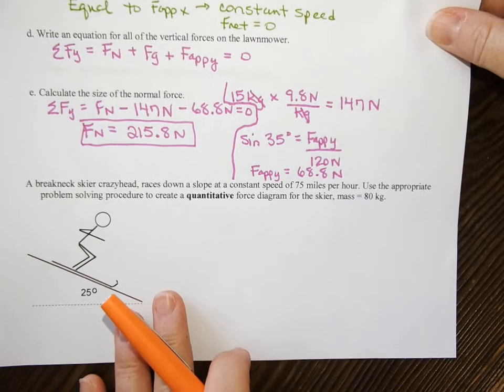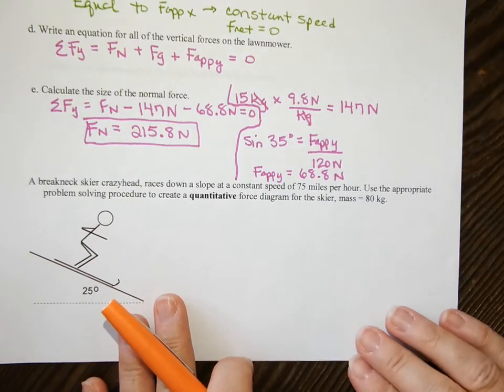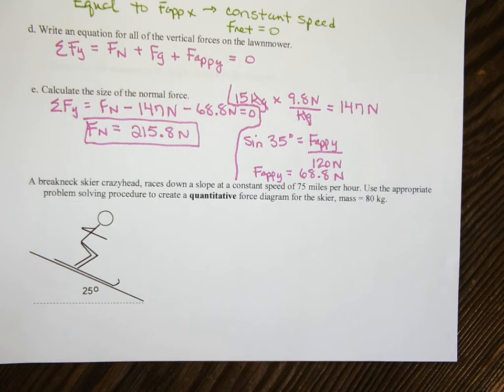I'm going to start the second one here. Give you a second if you need to pause the video so that you can sketch this problem and draw the skier going down the hill. Pause now.